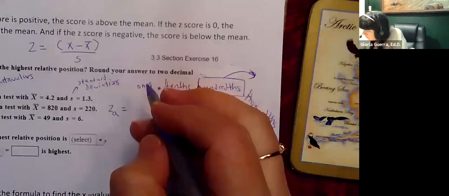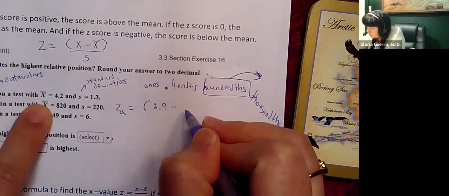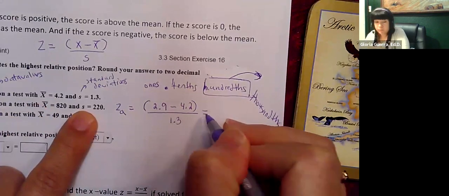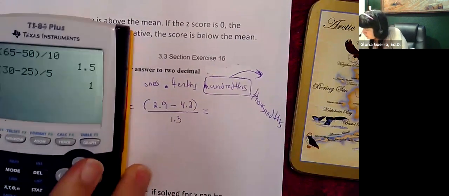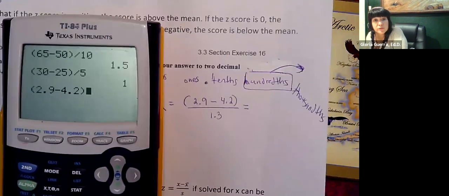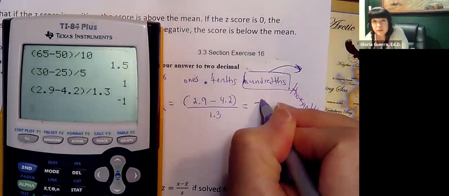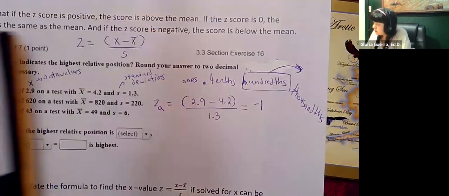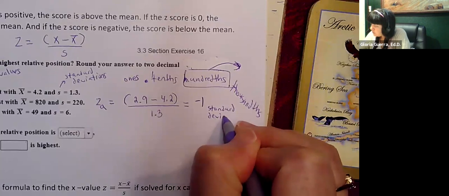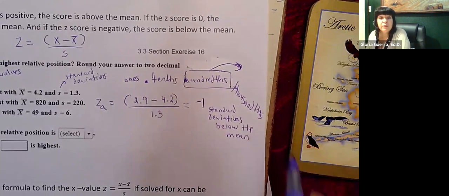Okay, so then I have x, which is 2.9, take away the mean, which is 4.2, and you divide it by s, which is 1.3. Okay, then you get your calculator. Okay, so parentheses, 2.9 minus 4.2, close parentheses, divided by 1.3 gives us -1. Okay, and this is -1 standard deviations below the mean. This is below the mean, okay?